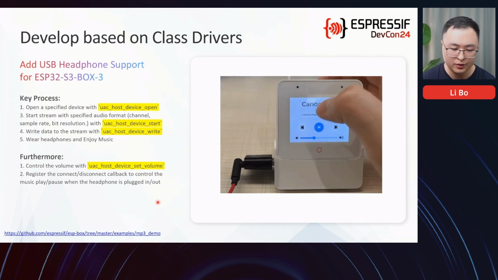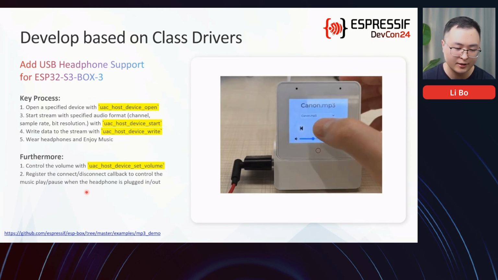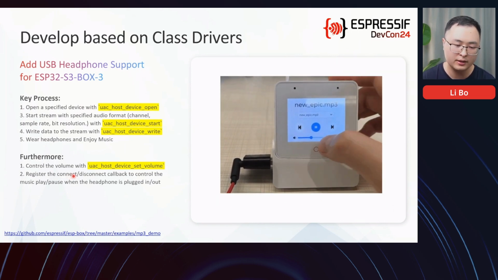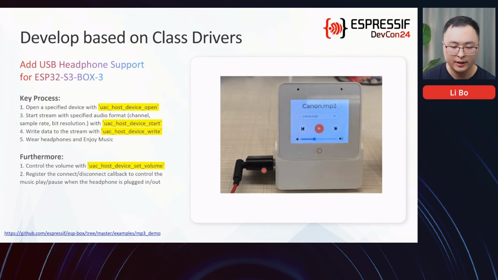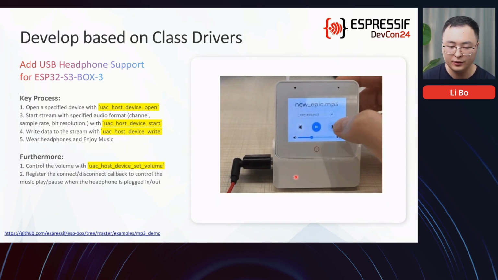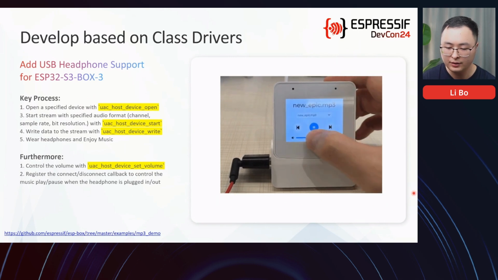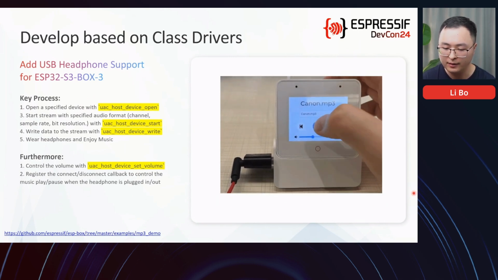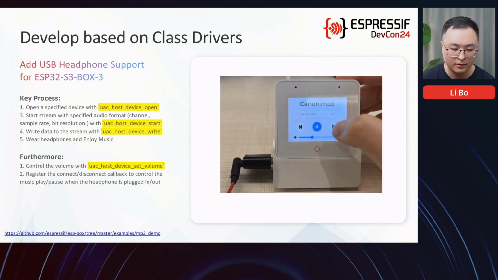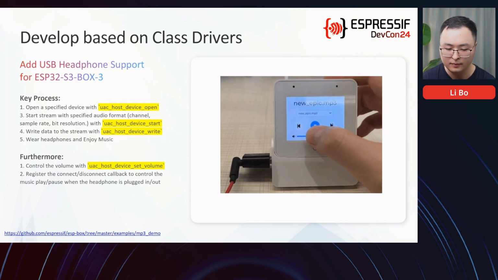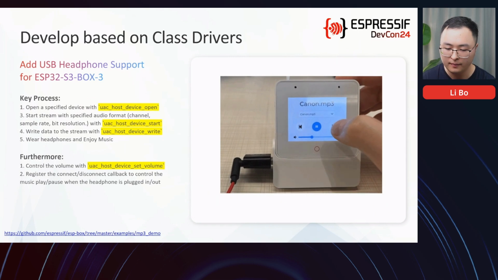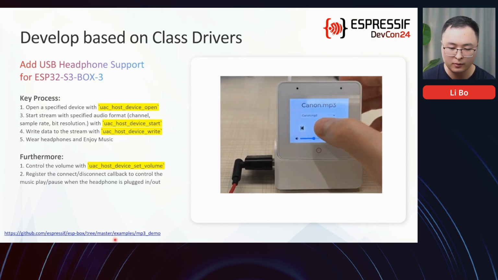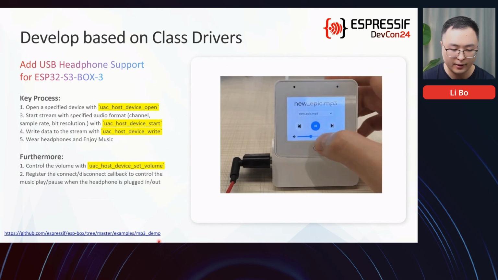And if you want to make your project more robust, you need to handle the connect and disconnect callback, because the USB headphone may be disconnected at any time. So you need to pause the playback when the device is disconnected, and resume the playback when the device is replugged in. And we already have examples in the ESP box repo. You can refer to the link for the details.